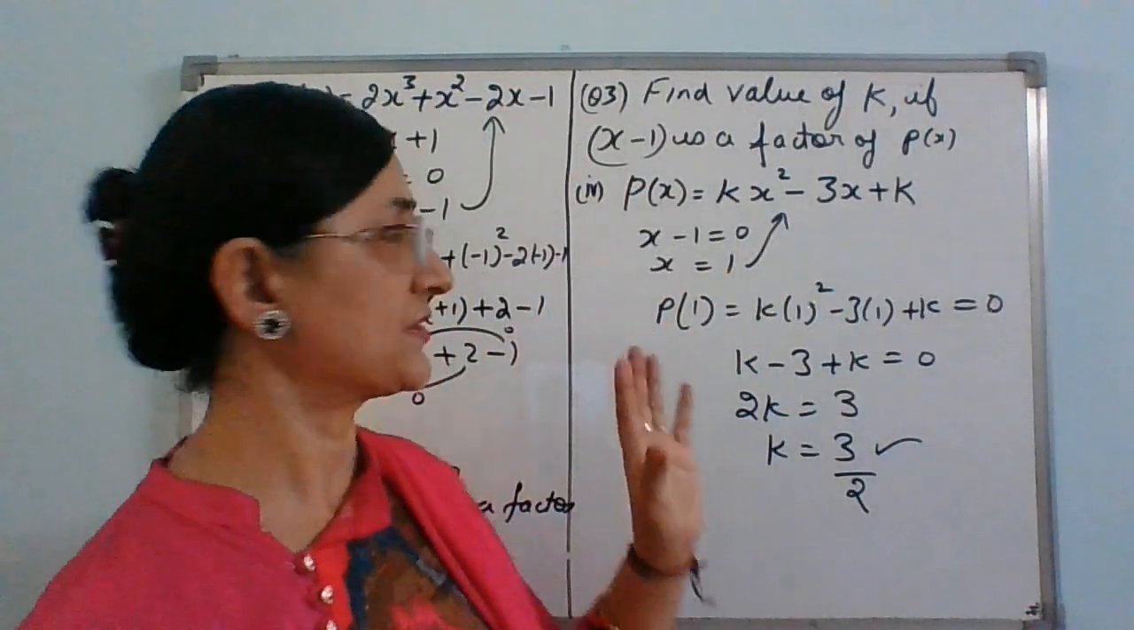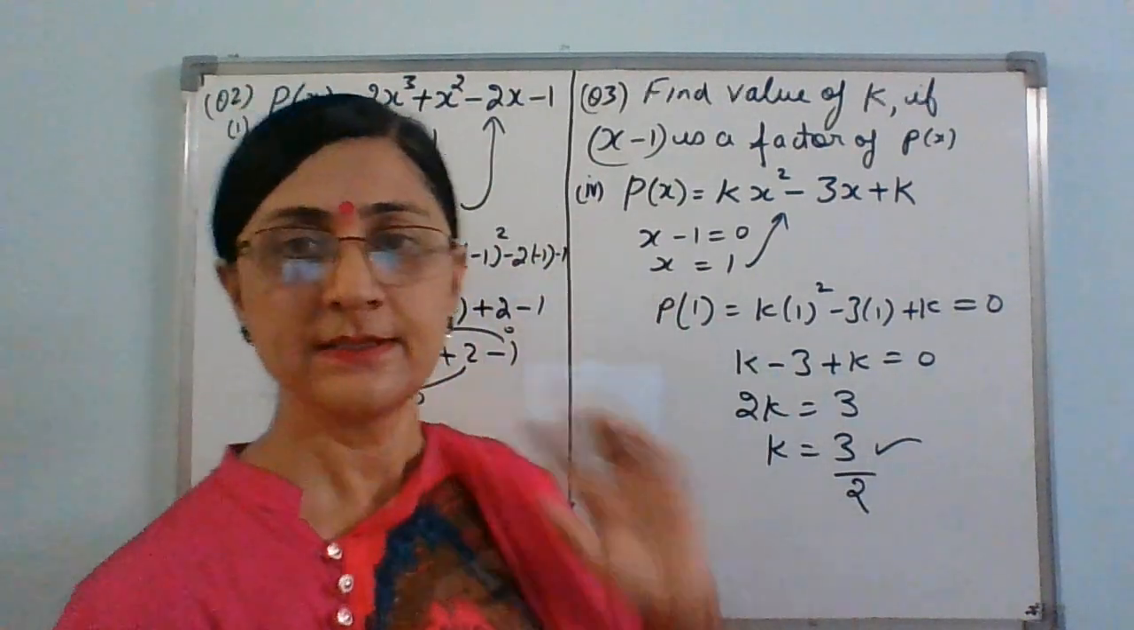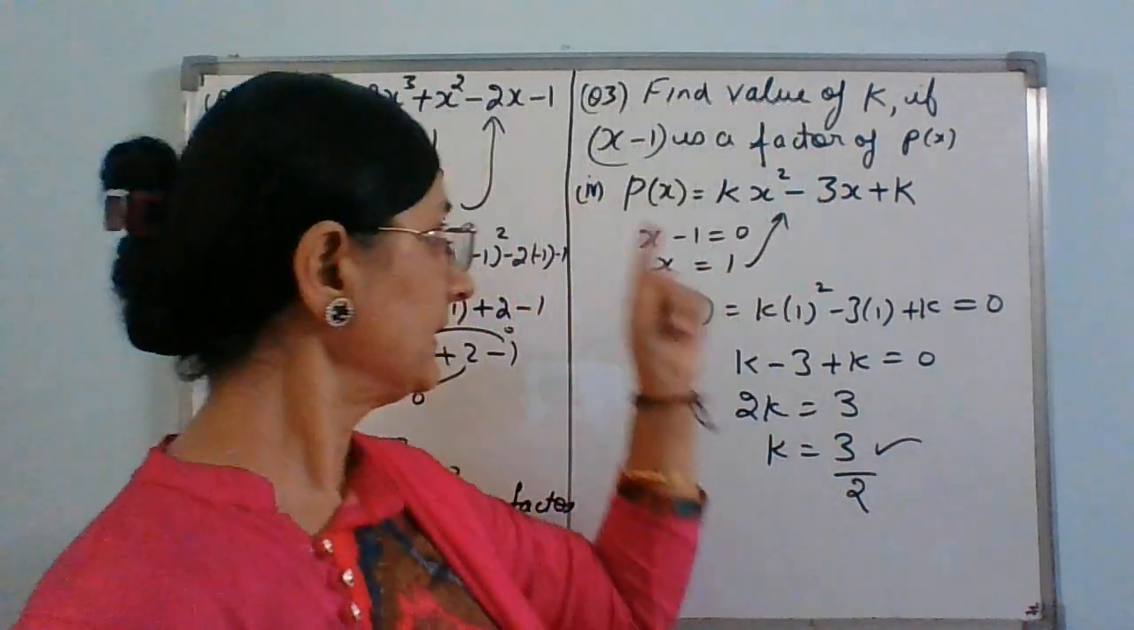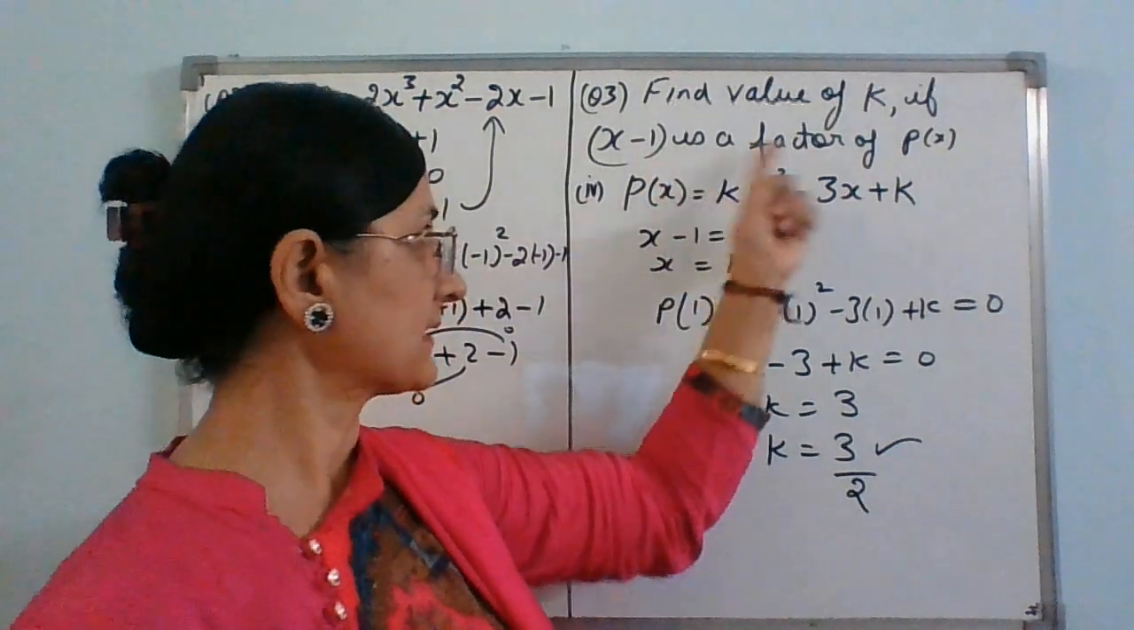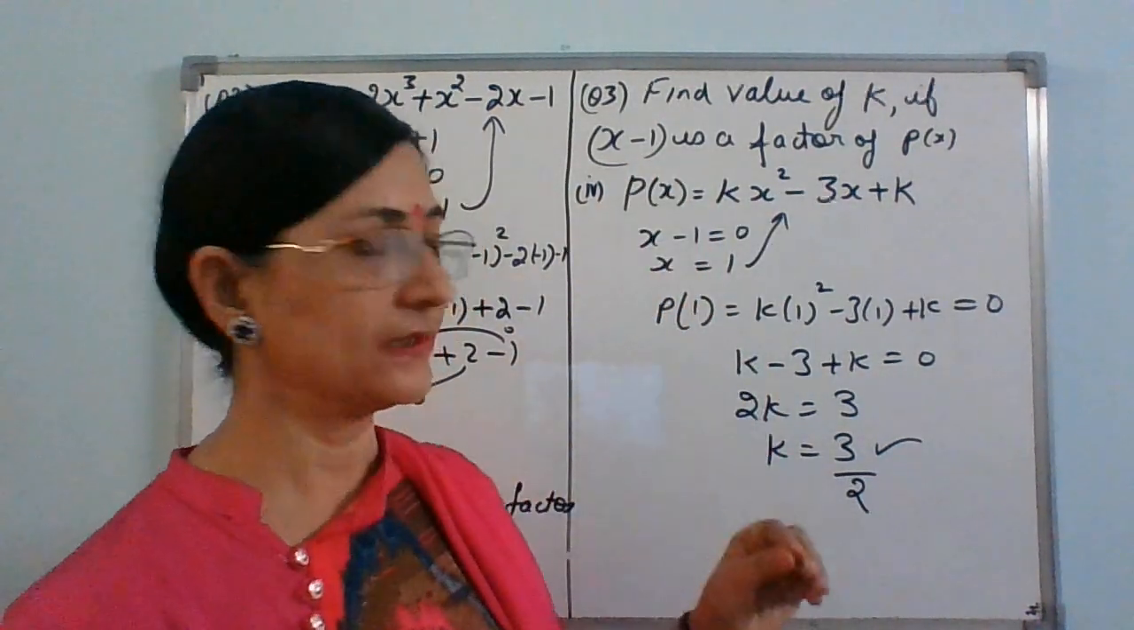So in the third question also there are 4 parts. I have done one part. I think this is the fourth part. So the 3 other parts you can try yourself. Substitute g(x), that is this, equal to 0, find out the value of x, and substitute in this, right?